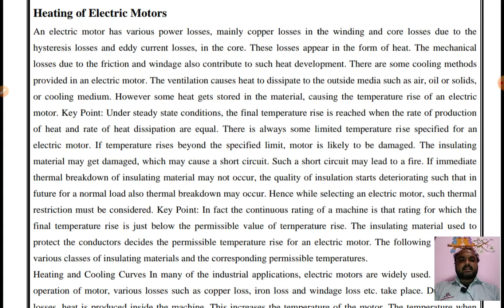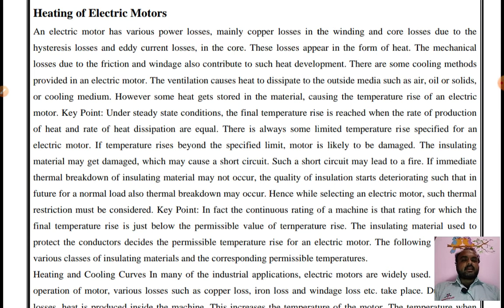Under steady state condition, the final temperature rise is reached when the rate of production of heat and the rate of heat dissipated are equal. Then this will be the equilibrium position. There is always some limited temperature rise specified for an electric motor. If temperature rises beyond the specified limit, the motor is likely to be damaged. So it may break the outer frame of the motor.